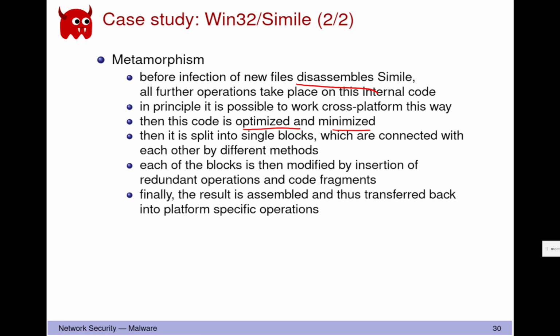Then it's split into single blocks that conceal how the function types are connected. There's a jump back and forth to hide what's going on, so that you don't see how the connections are. And every block is modified by insertion of redundant operations. Later on, the next time, these redundant operations are optimized and minimized, so they are gotten rid of again. Then the code is assembled and can be copied to the next file. So it rearranges itself, it remodifies itself to be less detectable.